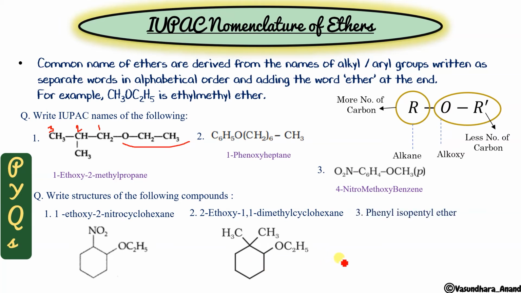Now next is phenyl isopentyl ether. So on one side it will be C6H5, on the other side it will be isopentyl. Iso means that the methyl group should be attached at the second position. So here it is isopentyl, that means the second position. This will not be the correct answer. The CH3 should be here. This is called iso because we will start our counting from this way, 1, 2. Yes. So at the second position the methyl group should be there. Then it will be called isopentyl. So this is the structure.